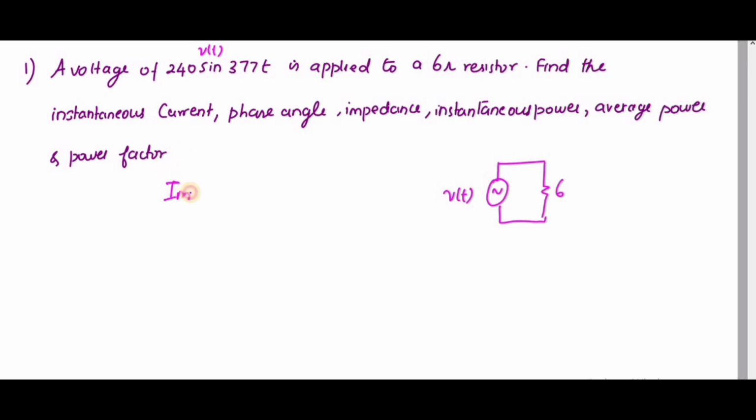To find the impedance, Z is equal to R, and that value is equal to 6 ohm, because we don't have any capacitor or inductor.